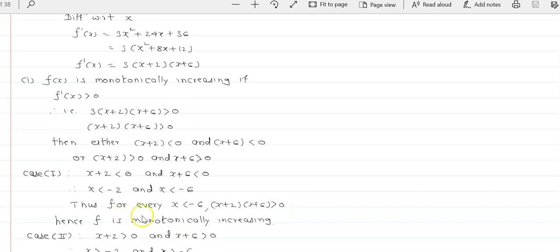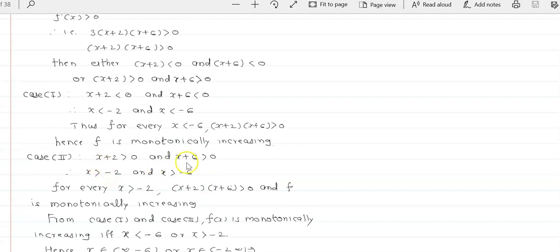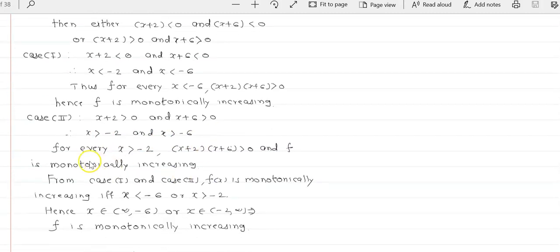Yes, it is clear that whenever x is negative, both factors will be negative, and negative into negative becomes positive. And it is greater than 0, and hence f is monotonically increasing. This is the first case, when we consider x plus 2 is less than 0 and x plus 6 is less than 0. Now, in the second case, if both of them are positive, that is x plus 2 is greater than 0 and x plus 6 is greater than 0, that is, x is greater than minus 2 and x is greater than minus 6. For every x greater than minus 2, (x plus 2) into (x plus 6) is greater than 0, and f is monotonically increasing.